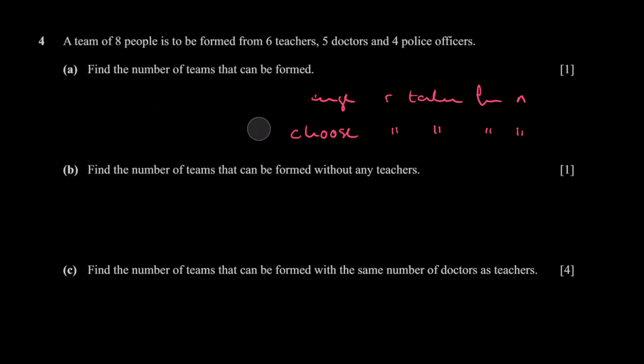We are choosing a team of 8 people taken from 6 teachers, 5 doctors, 4 police officers. That's 15 people in total. Is the order in which I choose them going to matter? No, right? Because there's no indication that they are performing a particular function in the team. They're all doing the same thing. So in this case, I'm going to be using combinations.